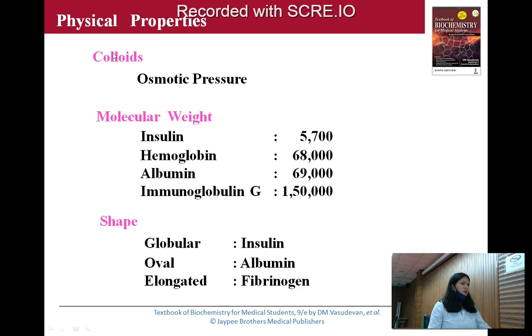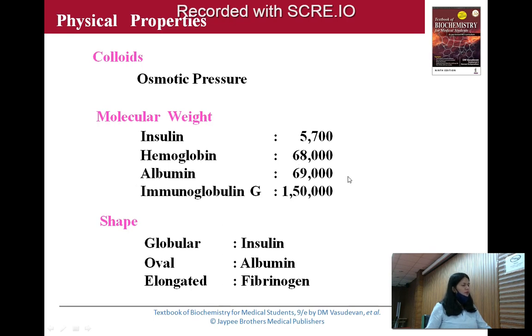Clear? So the importance of these proteins is that they are colloidal in nature in the aqueous solution and they maintain the plasma oncotic pressure. Then different proteins will have different molecular weights. For example, insulin has 5,700 Dalton, and in this chart, immunoglobulin has the highest molecular weight. Now, just see the difference between hemoglobin and albumin. The molecular weight of hemoglobin is less when compared to albumin.